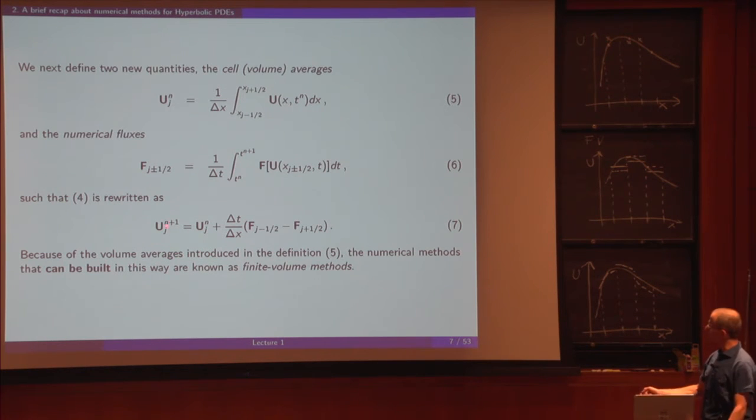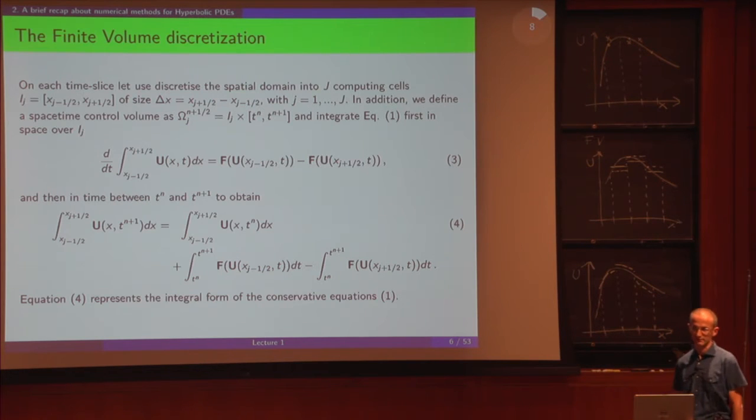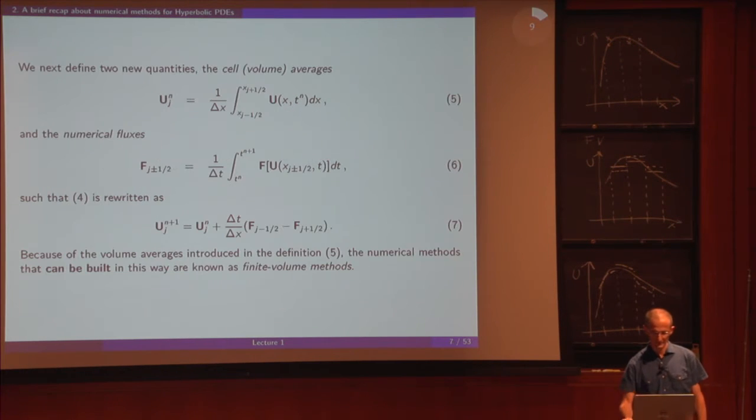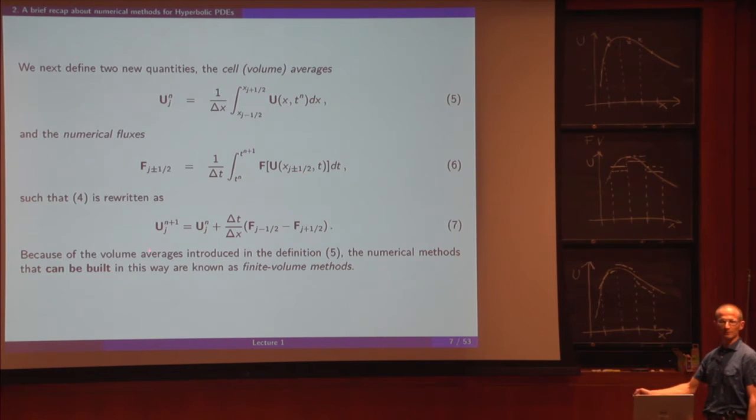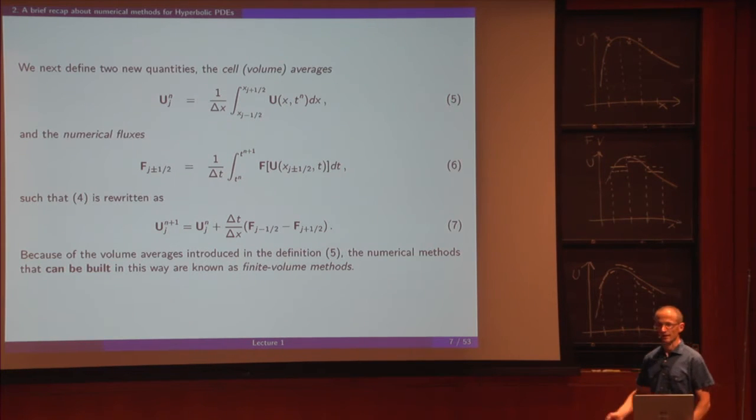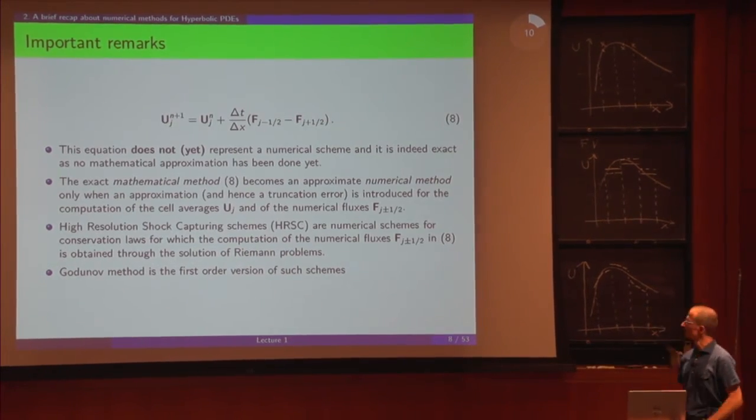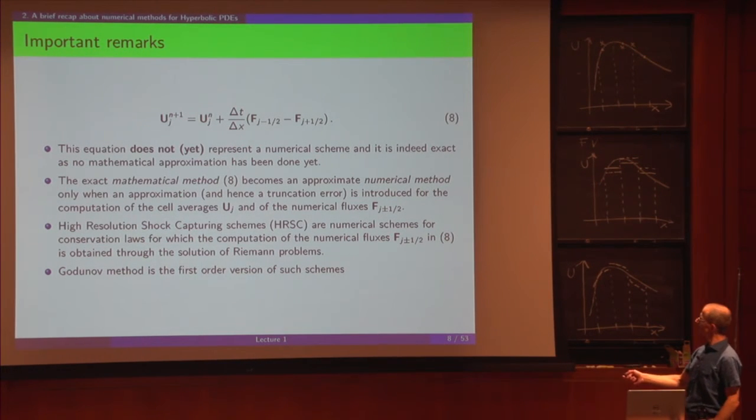With this definition, you can obtain such a reformulation, but it's not yet a numerical scheme, it's just a rephrasing of the same stuff. We have done nothing numerically, this was mathematics, integration and definitions. However, this is the starting point, because as soon as we give a prescription for the computation of these fluxes, we will obtain a numerical scheme, and also for the cell averages. So this formulation becomes an approximate numerical method, finite volume, when we give an approximation for the computation of the fluxes.